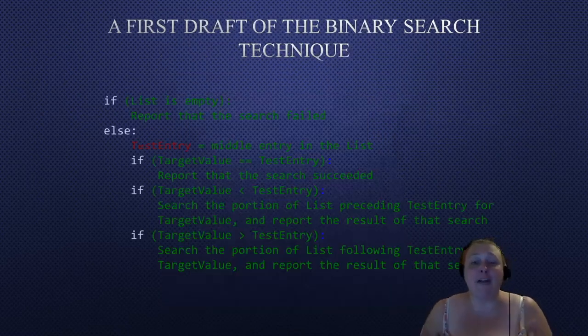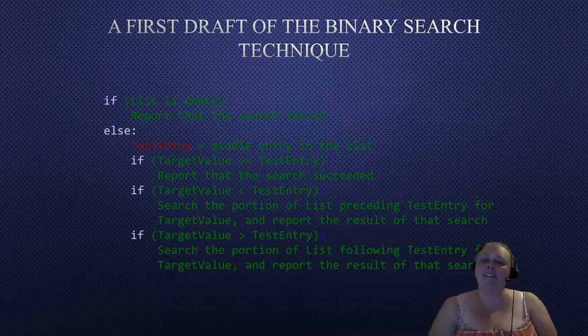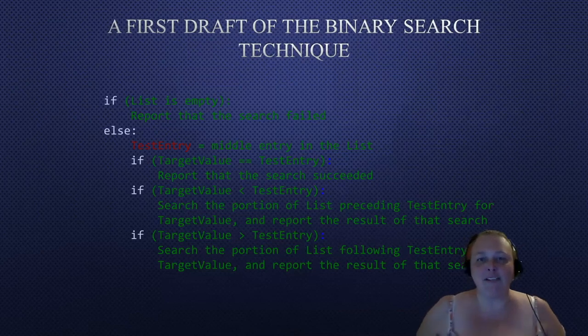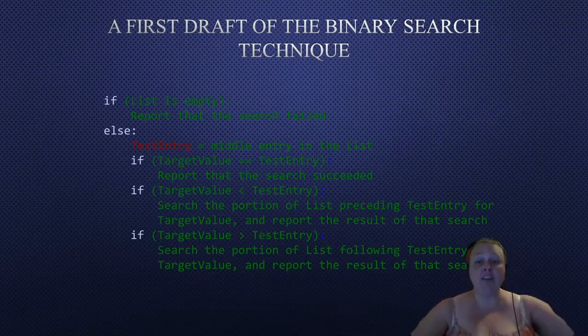Here's a first draft of doing this binary search technique. If the list is empty, we're going to stop. We're not going to do anything. Otherwise, we're going to take our test entry as that middle value in the list. Remember, I said we're going to keep dividing this list into 2 until we find what we need. If the target value is equal to the entry, then we've found it. If it is less than, we want to take the preceding portion of the list. If it is greater than, we want to take the portion after.